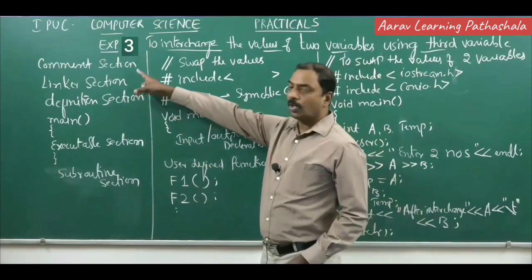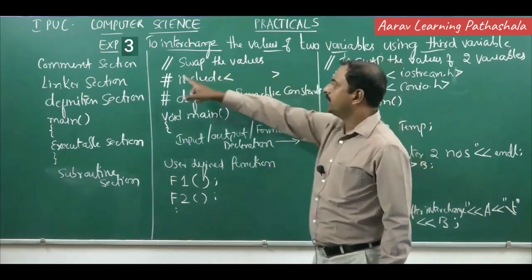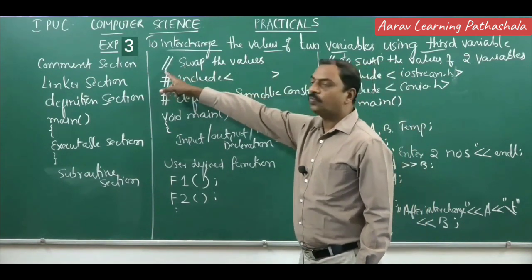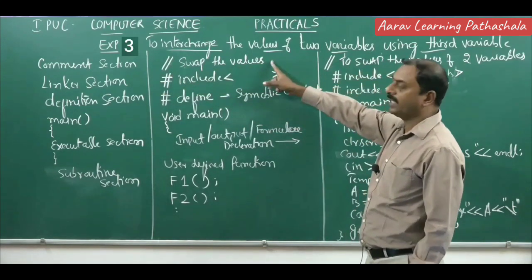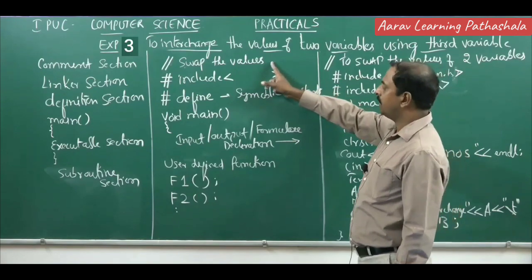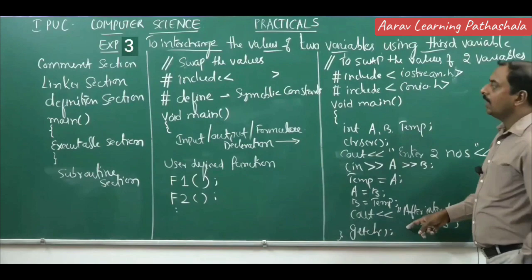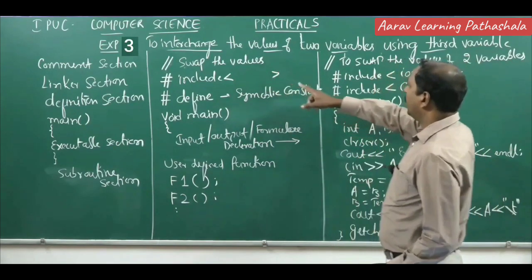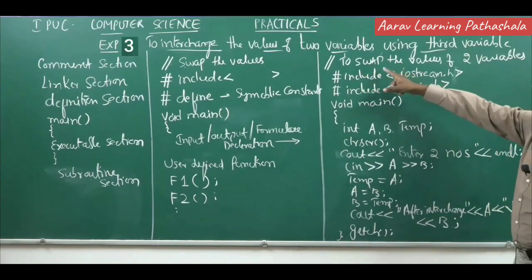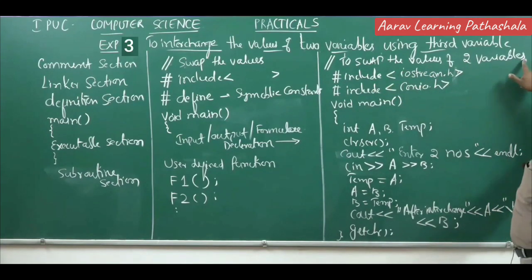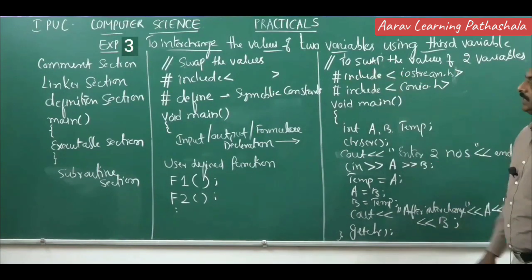The first section is the comment section. Here the user can write his own comments, and these comments start with two slashes without any space. This is called a single line comment, and it can be written even at every line of your statements. This is also possible. This is the first section, and in this example I have written here "to swap the values of two variables", or I can write a heading of the program under the comment section.